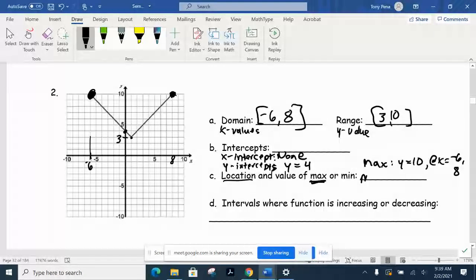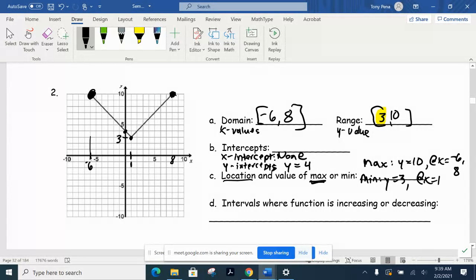And then we definitely have a minimum. That should also be the beginning of our range, right? 3. That's our smallest y value. And then that would have hit the y value of 3 right here at this x value, which is 1. So at x equals 1.